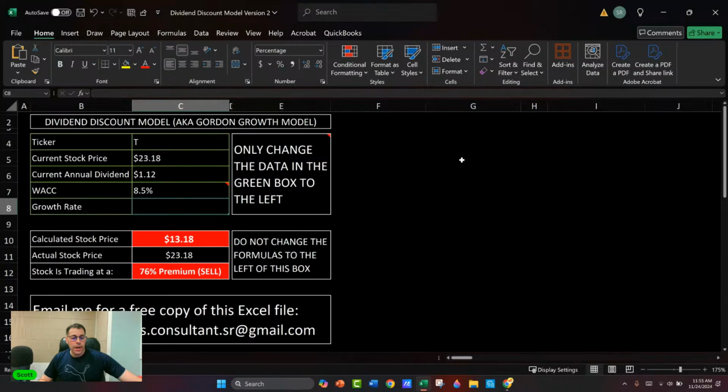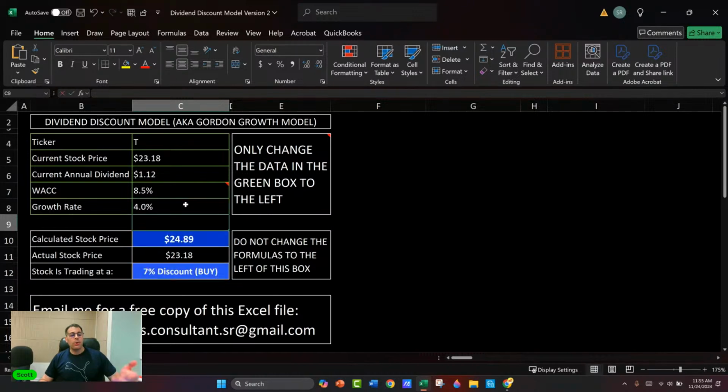The growth rate may be a little challenging because we don't know how much they're going to grow their dividends. If it's a stable company like AT&T, I'd feel more comfortable giving them a higher growth rate than a company that's not really doing as well. But this is assuming they're going to pay dividends in the future. So if you pick a stock that is likely to cut their dividend because they're not making much money, this model probably wouldn't work that well.